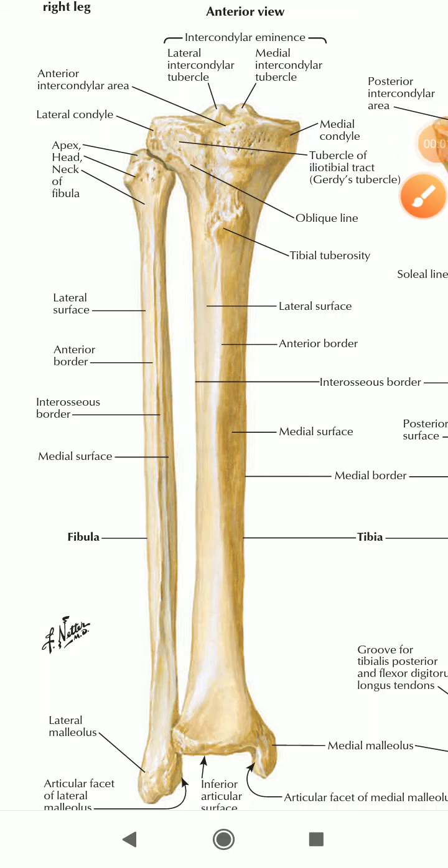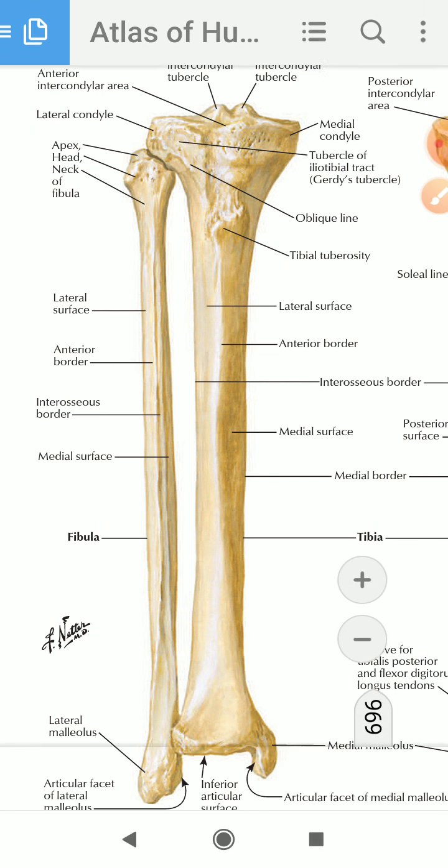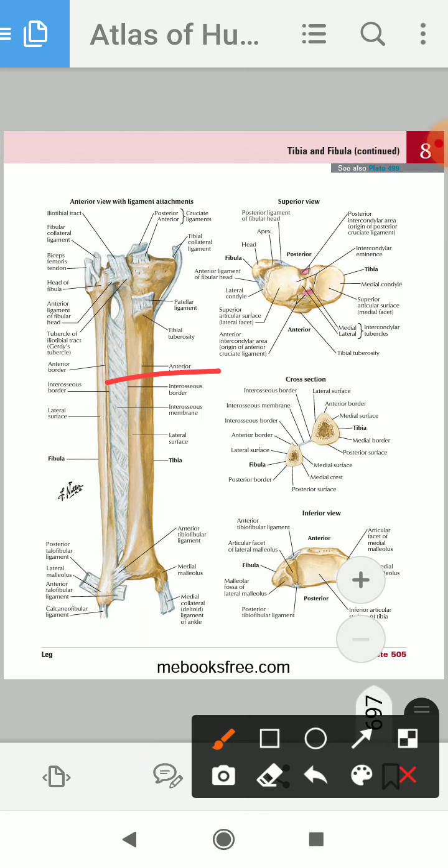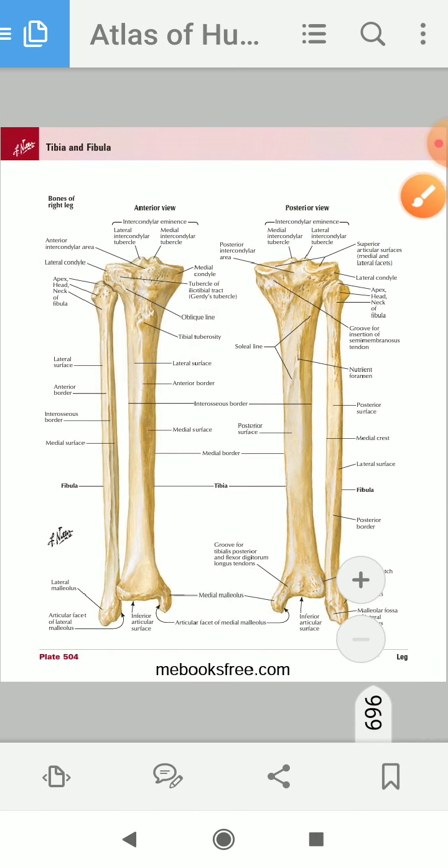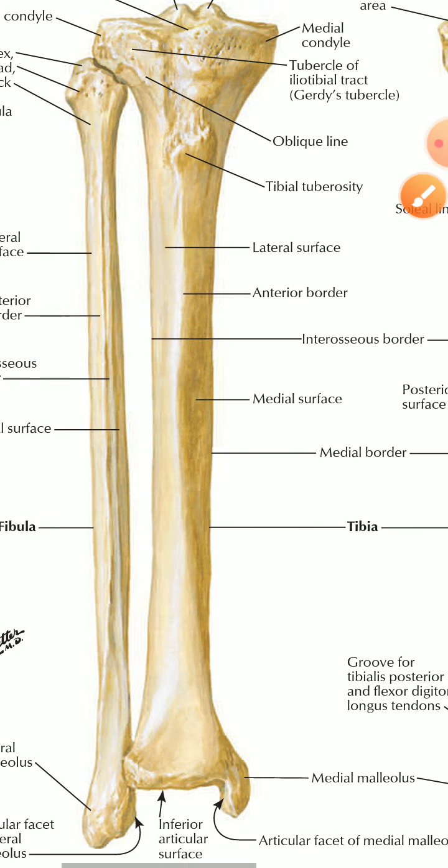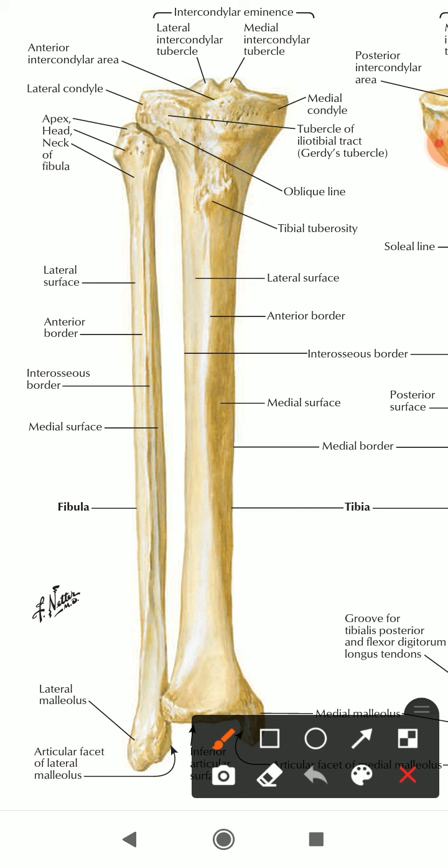Today we will talk about the fibula. We know in the leg there are two bones, one is the tibia and another one is the fibula. The tibia lies medially and the fibula lies laterally. And this fibula is homologous to the ulna of the upper limb.